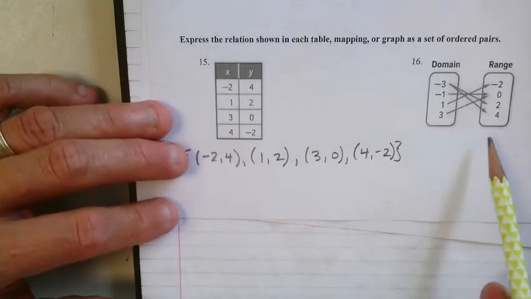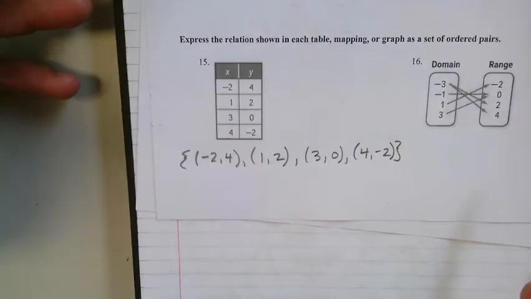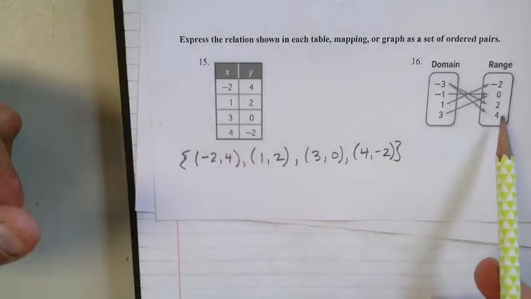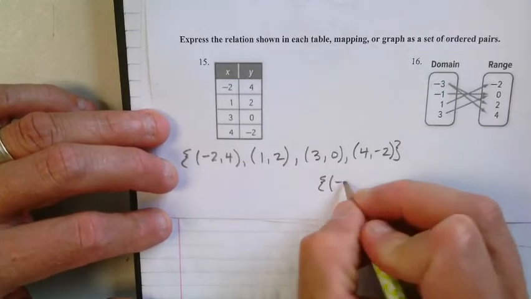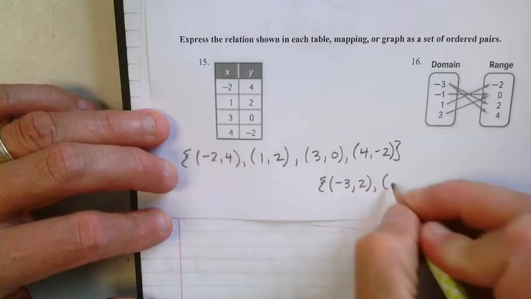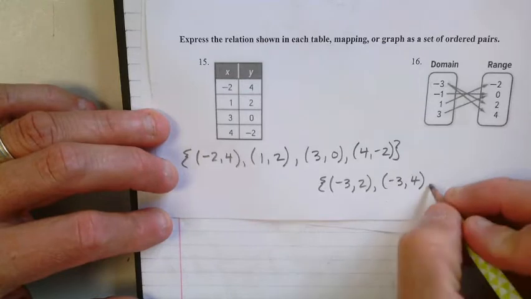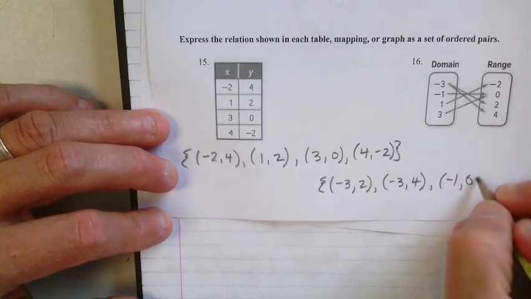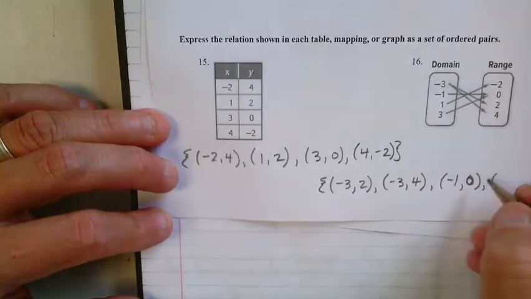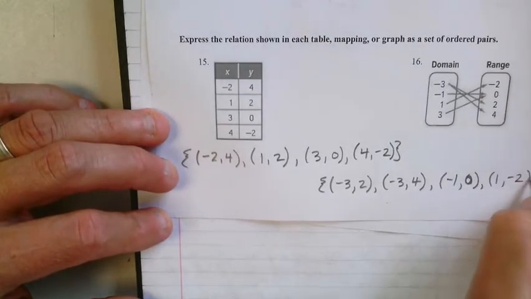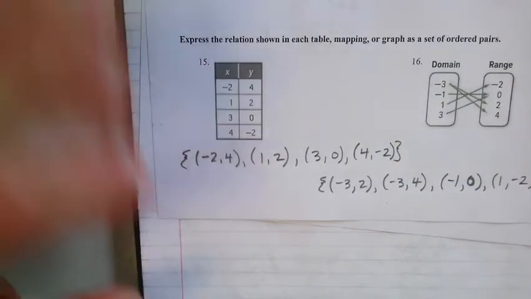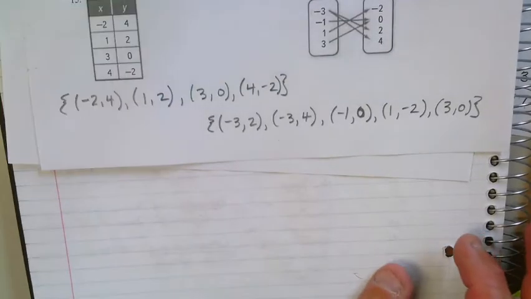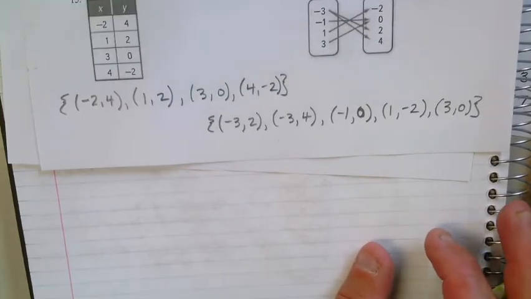The next one, now what I would ask you in the next one is this a function or not? And the answer would be no, because -3 goes to both 2 and 4. Okay? But we're just expressing these as a set of ordered pairs, so I'm going to say -3 goes to 2, and -3 goes to 4. -1 goes to 0, 0. And 1 goes to -2, and 3 goes to 0. Okay, so sorry about that, I went off the screen there. But I just grouped those ordered pairs together, and that's all you have to do to state it as a set of ordered pairs. Okay?